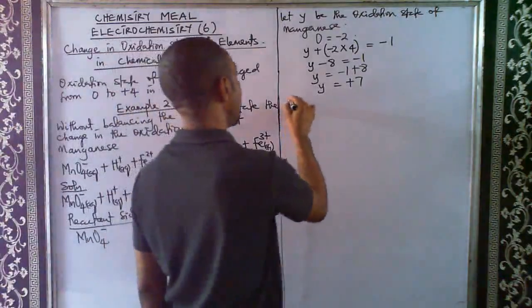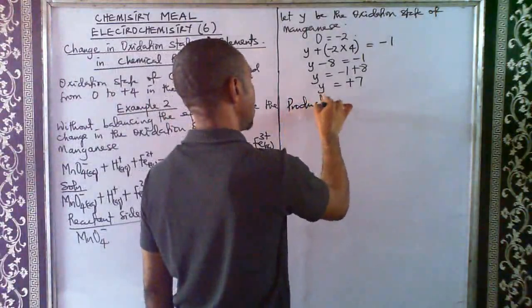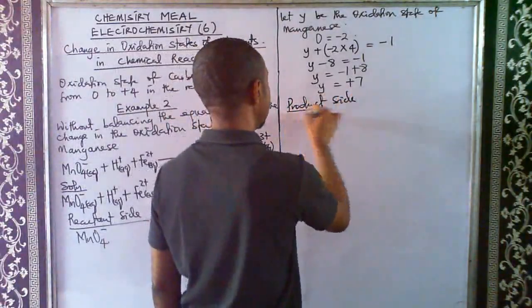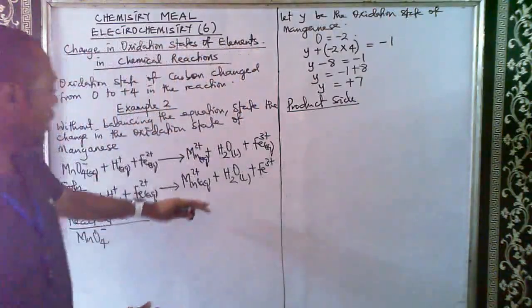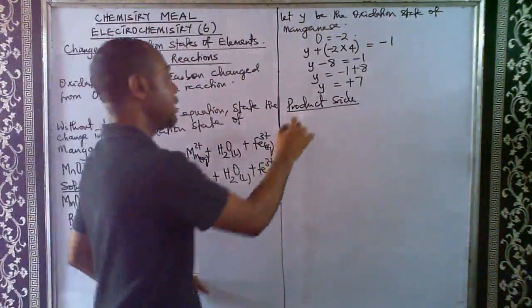So what happens on the product side? On the product side, let's see the oxidation state of manganese. Where can we find manganese on the product side? That's this. So manganese is in this form.